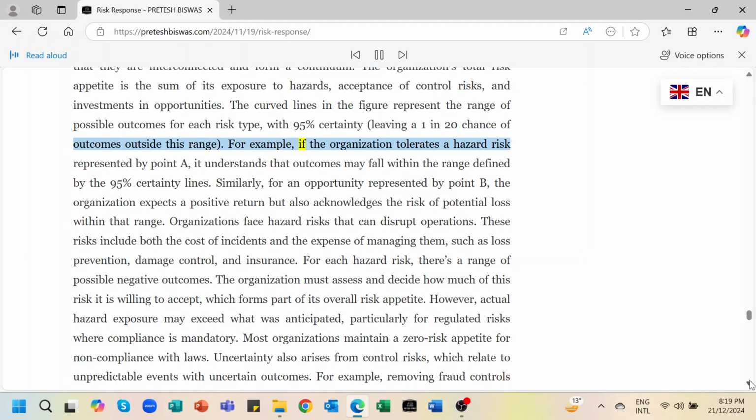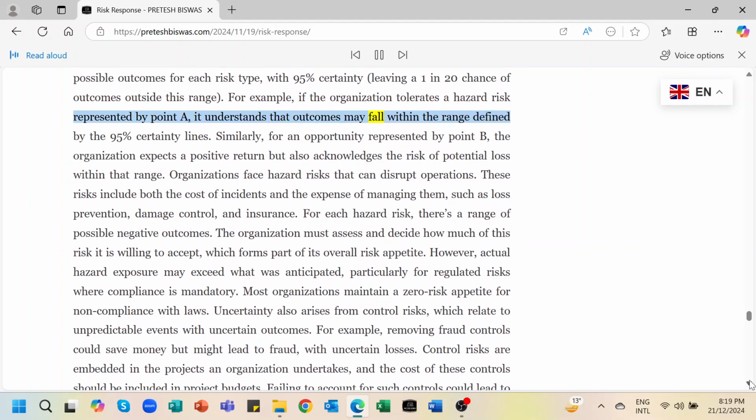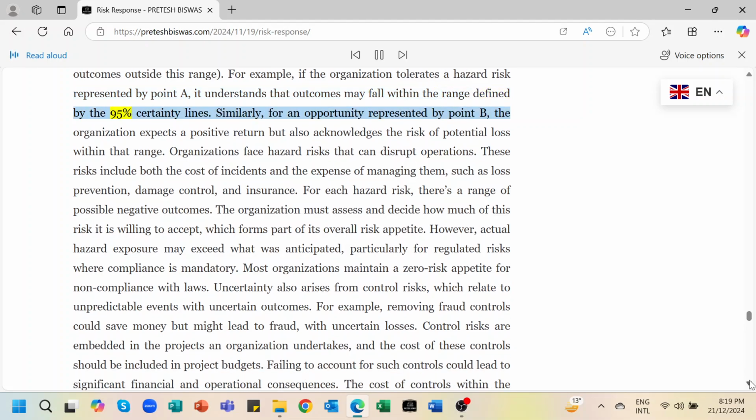For example, if the organization tolerates a hazard risk represented by point A, it understands that outcomes may fall within the range defined by the 95% certainty lines. Similarly, for an opportunity represented by point B, the organization expects a positive return but also acknowledges the risk of potential loss within that range.